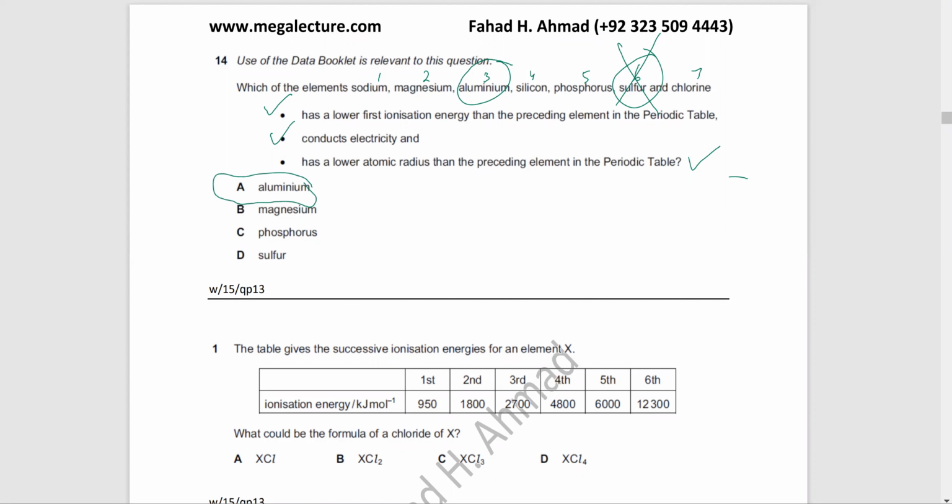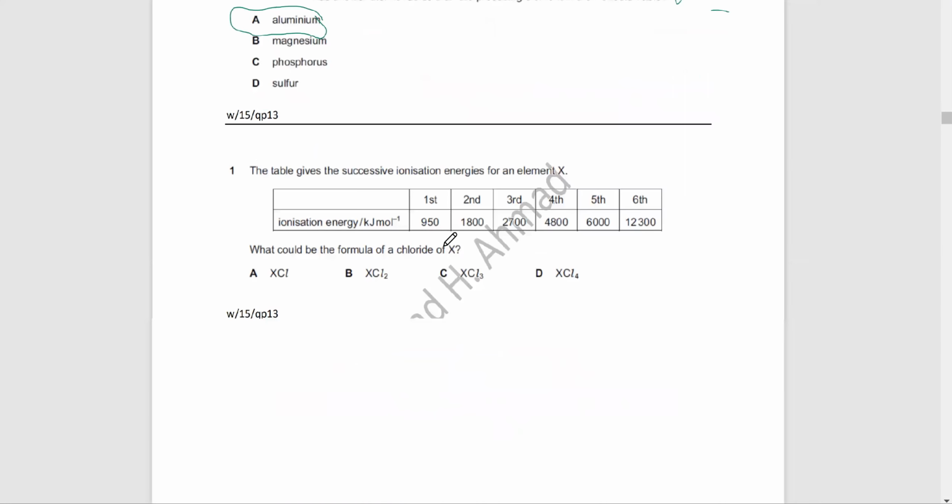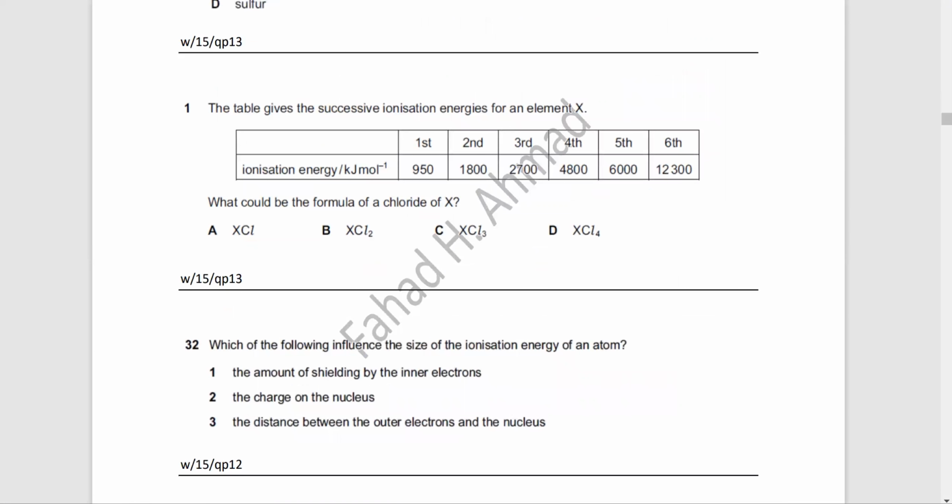Okay. Is this clear, guys? Rida, yes or no, quickly write it down. I said, now next one.